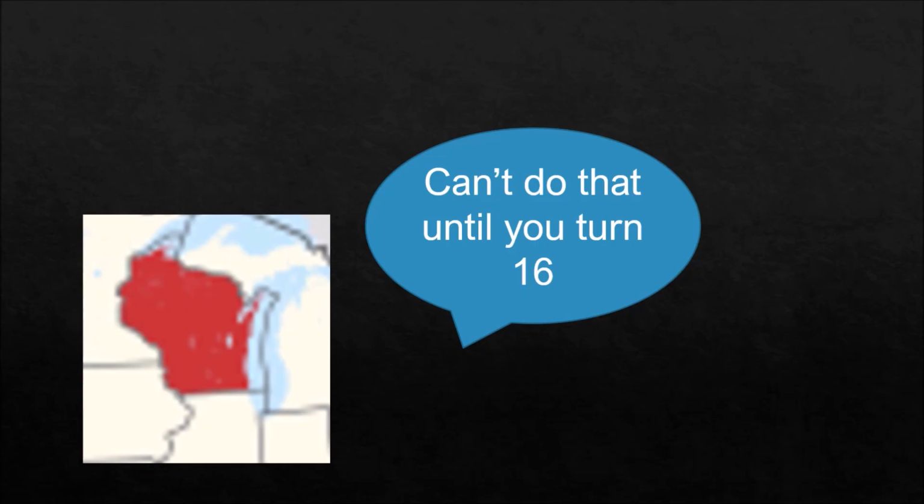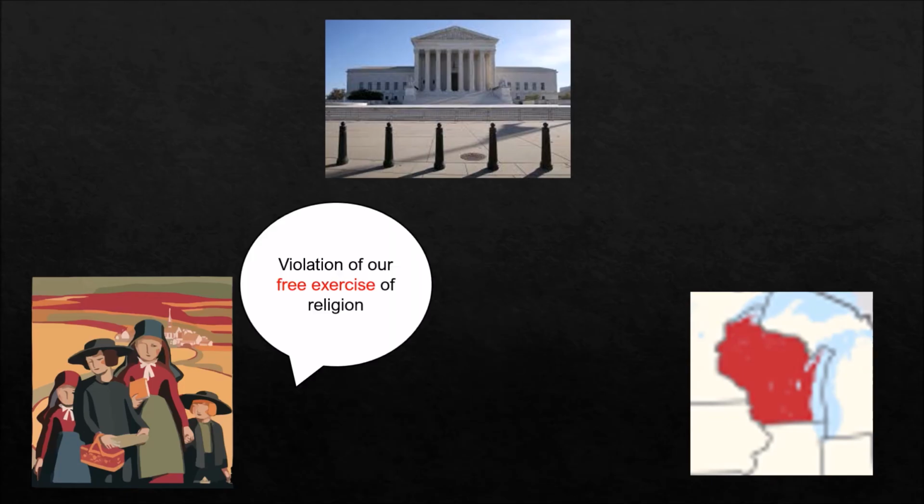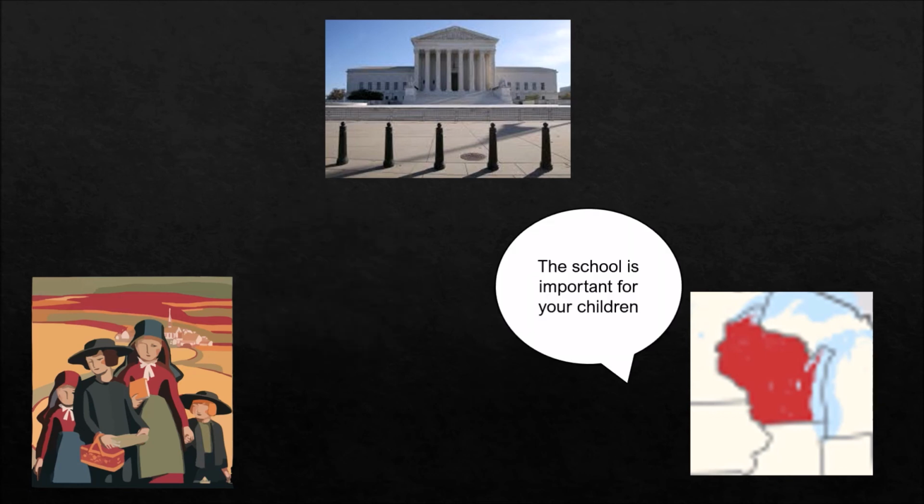This, however, violated a Wisconsin law that required students to remain in school until they are 16. This disagreement takes its way up to the Supreme Court, where they heard arguments from both sides. The Yoder family argues that the law violated their exercise of their religion, a religion that has been practiced for over 200 years. Wisconsin argues that school is important for the children, especially if they are thinking about leaving the faith when they are adults.